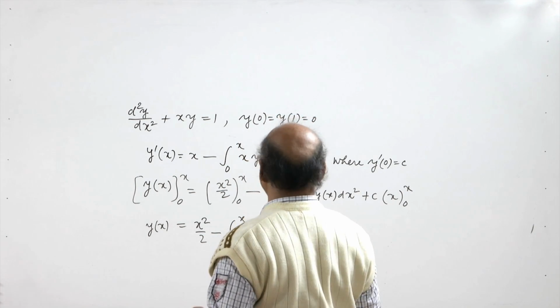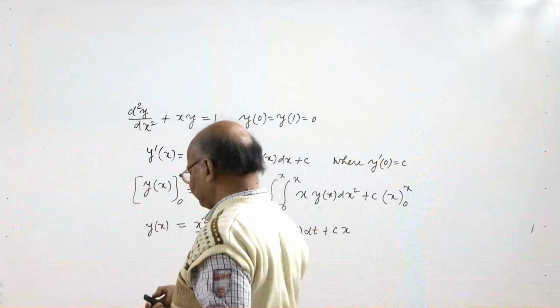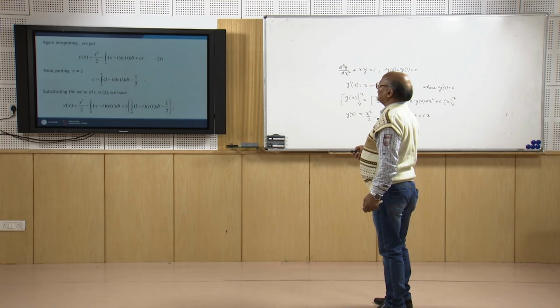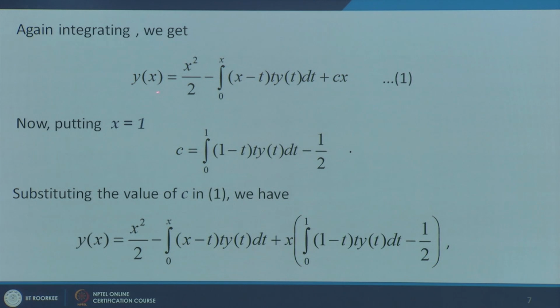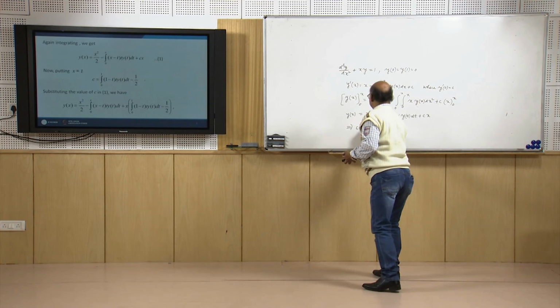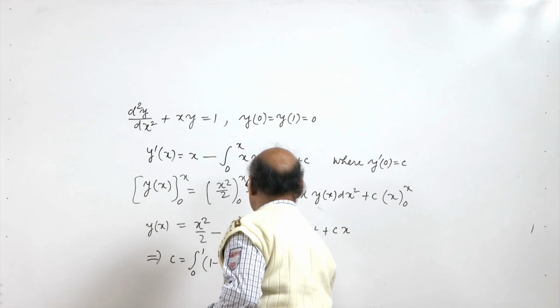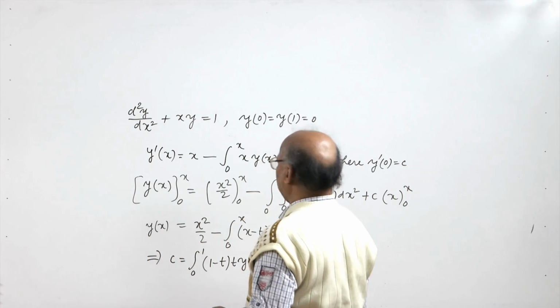Now let us evaluate c by putting x equal to 1. So when you put x equal to 1 here, what you get is y 1 is equal to 0. So we get 0 equal to 1 by 2 minus integral 0 to 1 of 1 minus t into y t dt plus c, or we can say c is equal to integral 0 to 1 of 1 minus t into y t dt minus half.